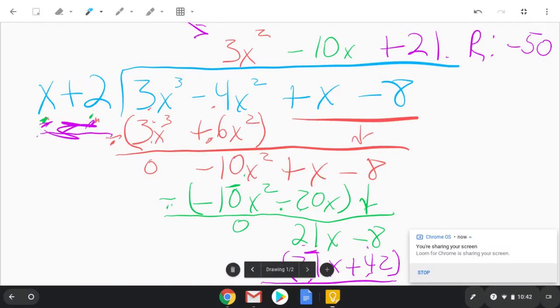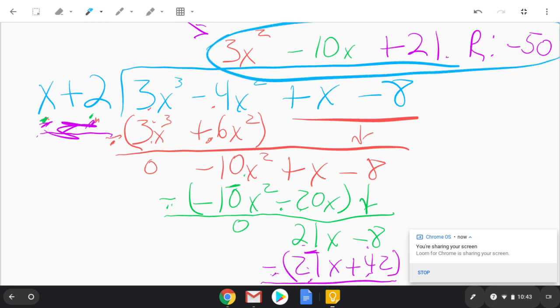All right. So this was our example from last time, and I need to show you something because there are two ways of writing your answer. All right. So our answer was all of this stuff up here. Our answer was all of that stuff up there: 3x squared minus 10x plus 21, remainder negative 50.